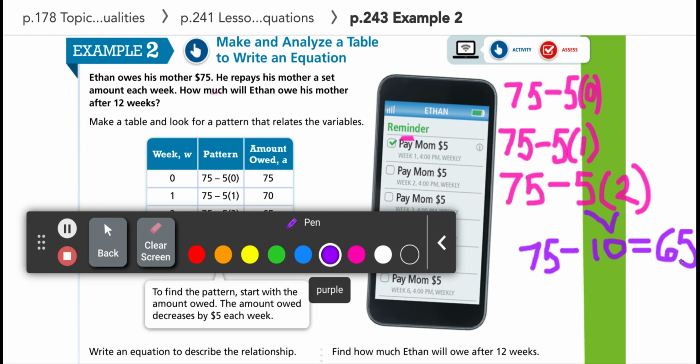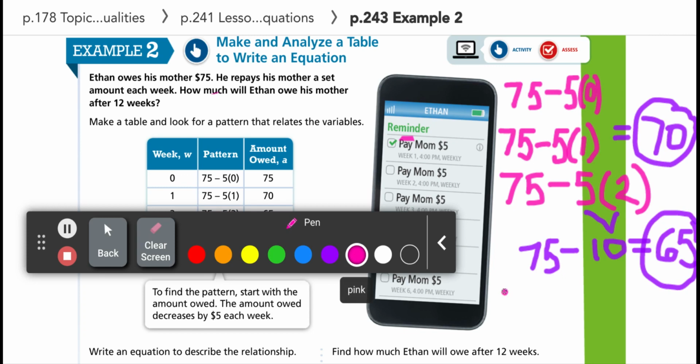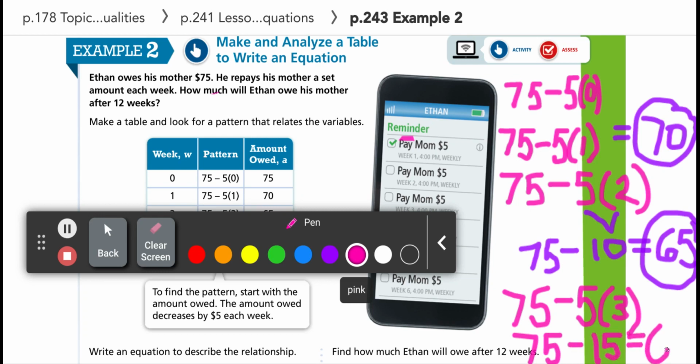So after the first week, he owed his mom $70. After the second week, he owes his mom $65. After the third week, we're going to plug in the same thing: 75 minus 5 times, well, it's the third week, 5 times 3. So we would have 75 minus 15 is 60. So each week that passes, he owes $5 less.